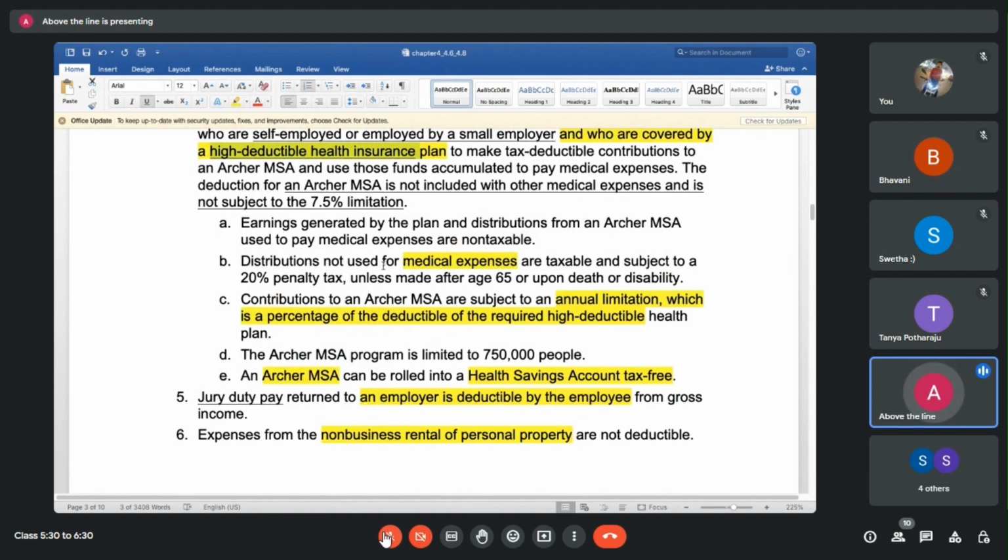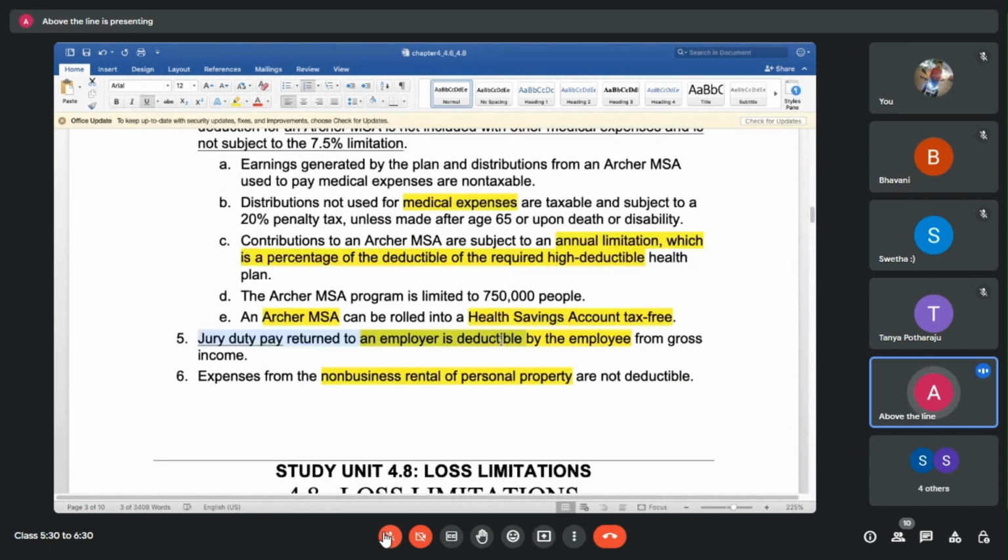Jury duty pay returned to an employer is deductible by the employee from gross income. There's something called jury duty, and you might not know about it. The way US courts work is, or I don't know if you're watching any Netflix series, you will see this word a lot.